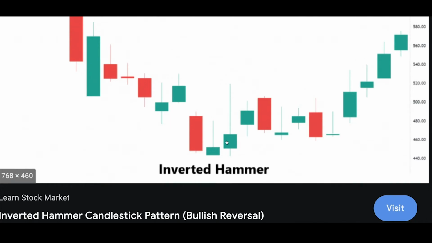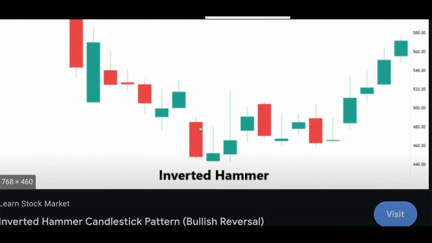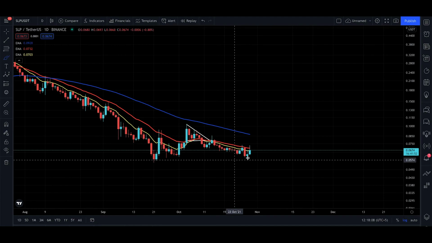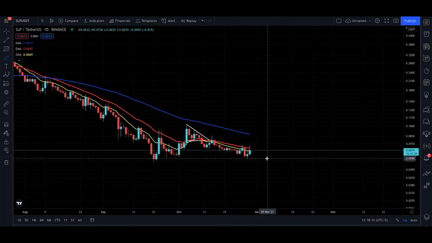Whenever this happens, the next candle becomes green. In here, same story, the next candle became green. And prior to that, before that. Okay, I think that's enough. And I'm going to go into the SLP chart once again. And I want to show you. I gave you the technical target. Where did we come down?